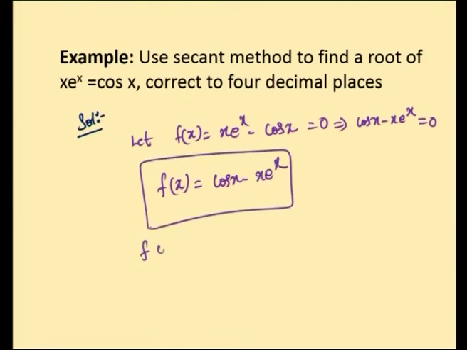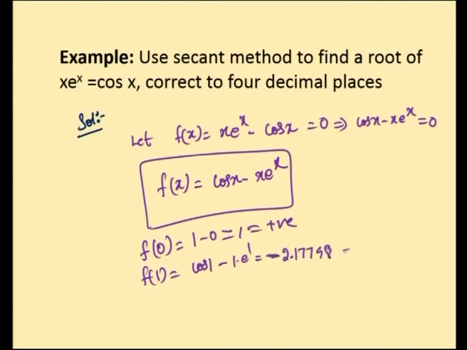Now, f(0) is 1 minus 0, which is equal to 1, positive, and f(1) is equal to cos 1 minus 1 into e power 1, which is minus 2.17798, negative. So we say that the root lies between 0 and 1. Then we calculate the iteration. We take x0 equal to 0 and x1 equal to 1, instead of taking a and b.